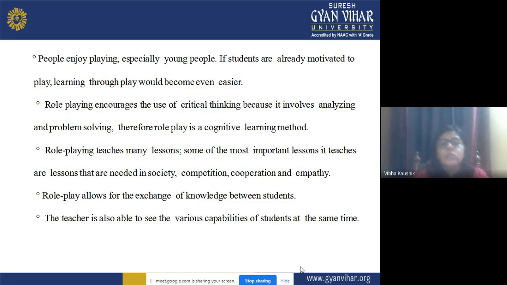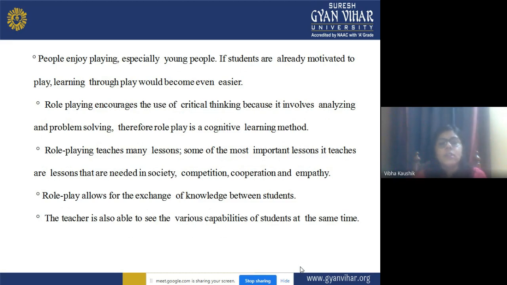Role play encourages the use of critical thinking among the learners because it involves analyzing and problem solving. They will analyze a particular situation, and it will encourage them to solve a problem that they can face. Therefore, role play is a cognitive learning method. We can say that role play focuses on the cognitive aspect of the learner.